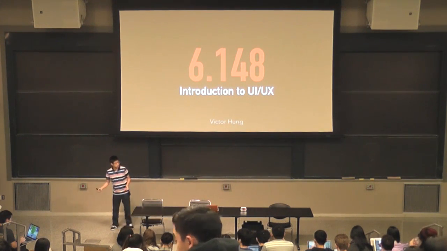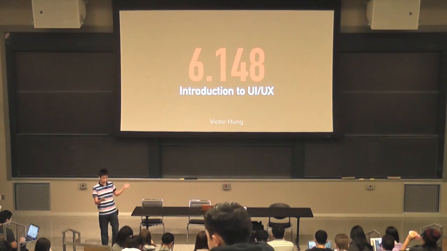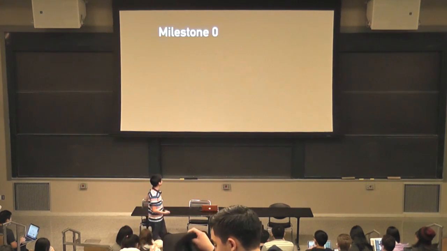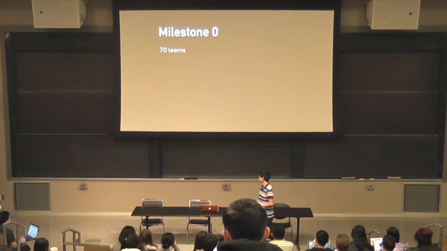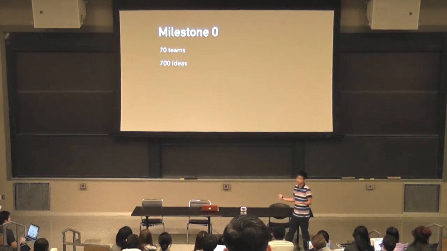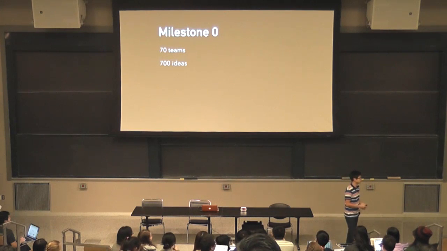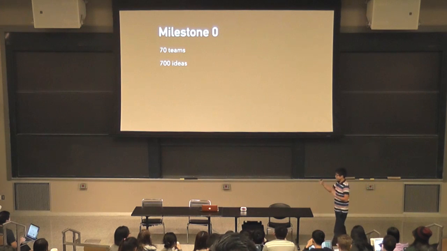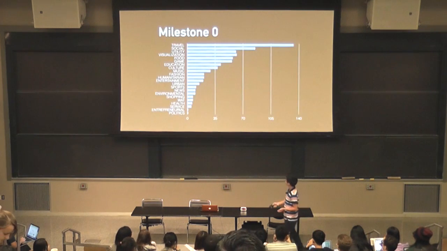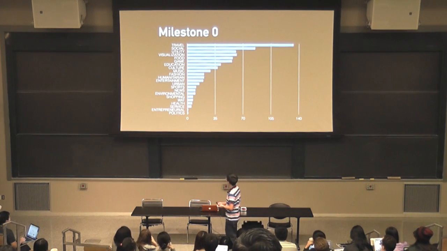Okay. So today's lecture is on UI and UX. Before we begin, let's take a look at milestone 0. We had 70 teams sign up, which meant that we had 700 ideas to read, which was a really fun time. And the staff took all the ideas and then sorted them into different groups.